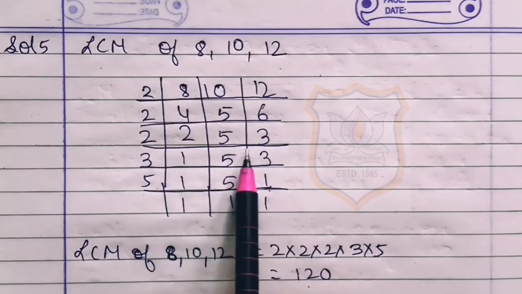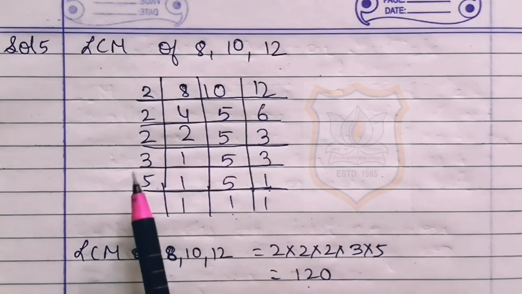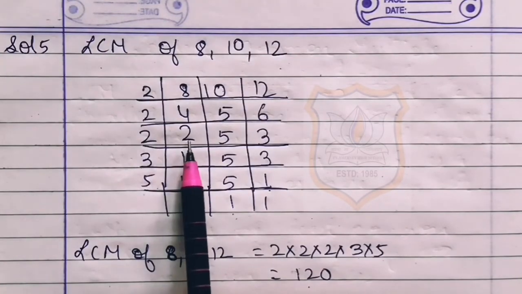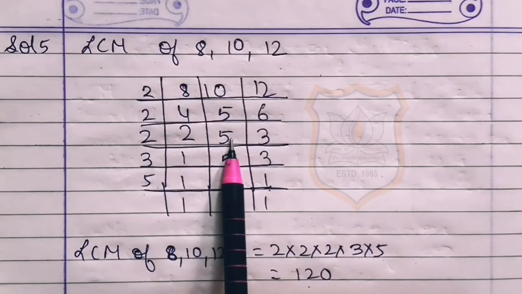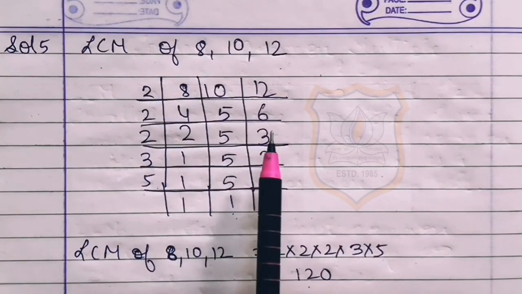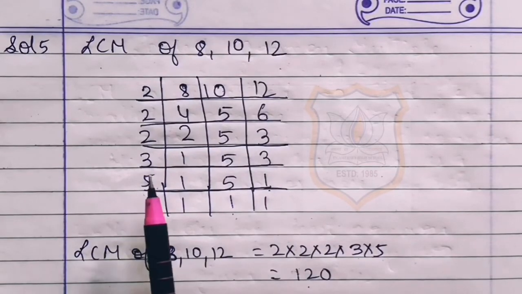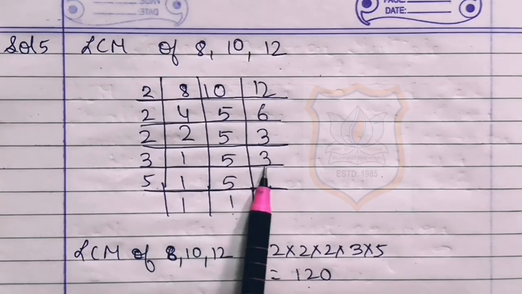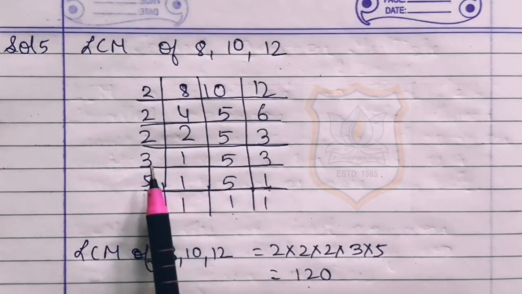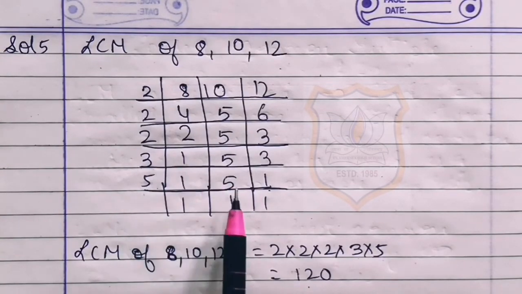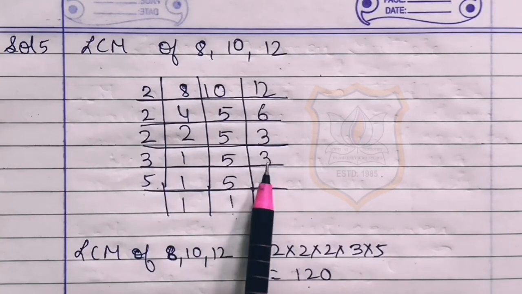Again we will divide these numbers. We will take 2 as the prime number and divide this 2 by 2, we will get 1 in the quotient. 5 is not divisible by 2, so we will write it as it is. 3 is not divisible by 2, so we will write it as it is. Now 5 and 3 are not divisible by 2, so we will take 3 as the smallest prime number. 5 is not divisible by 3, so we will write 5 as it is. And by dividing 3 by 3, we will get 1 in the quotient.